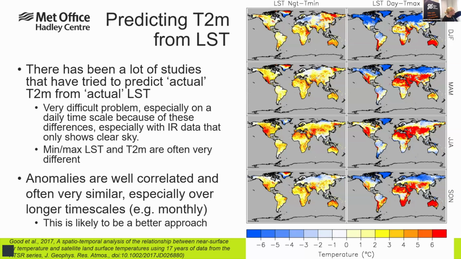But I just wanted to include this plot to show how much that relationship does vary and how difficult it is to predict 2 meter temperature from LST. There have been many studies that tried to do this, and I think it's really difficult. I've tried it myself, it's very difficult. But I think, in my personal opinion, that anomalies are probably the way forward. We see a very similar signal coming from those anomalies, especially over longer time periods like monthly temporal resolution. And in my personal opinion, this is probably a better approach to focus on rather than trying to make LST look like 2 meter air temperature, because they are very different.